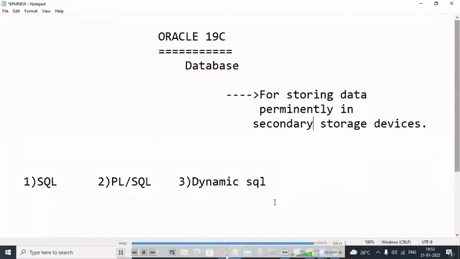ETL developers always need subqueries, joins, materialized views, indexes, partitions, some concepts are required. OLAP features like rank, dense rank, this type of analytical functions, lag and lead analytical functions, some knowledge is required. And PL/SQL stored procedures.